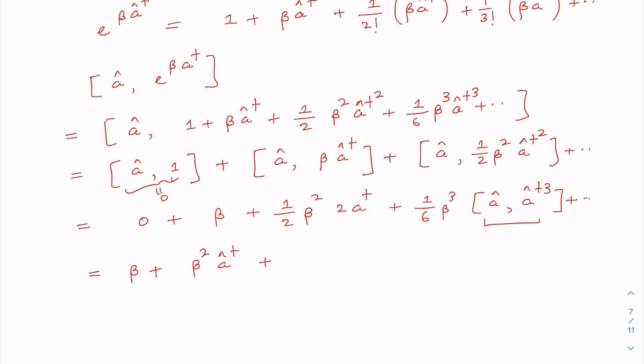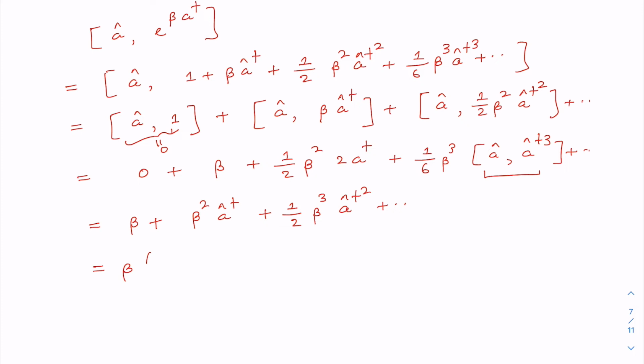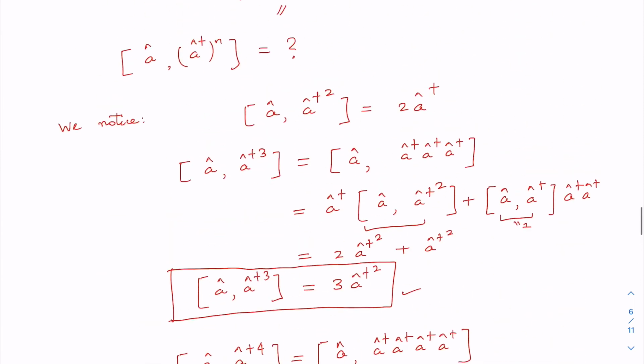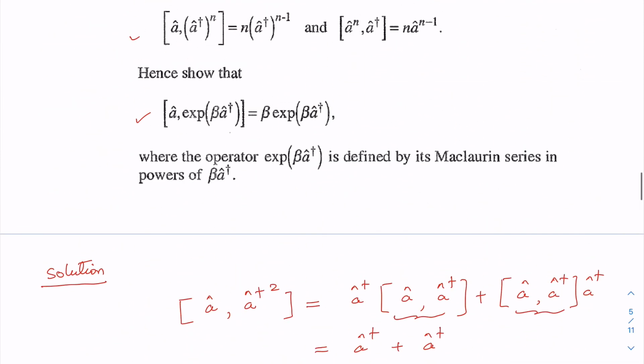So therefore I will have here a half beta cube a dagger square, and this I can now write as beta times 1 plus beta a dagger plus a half beta a dagger whole square. And therefore this expression I can write as e to the power beta a dagger. So this is what was asked to prove. Yes, so therefore we have proved this relation.